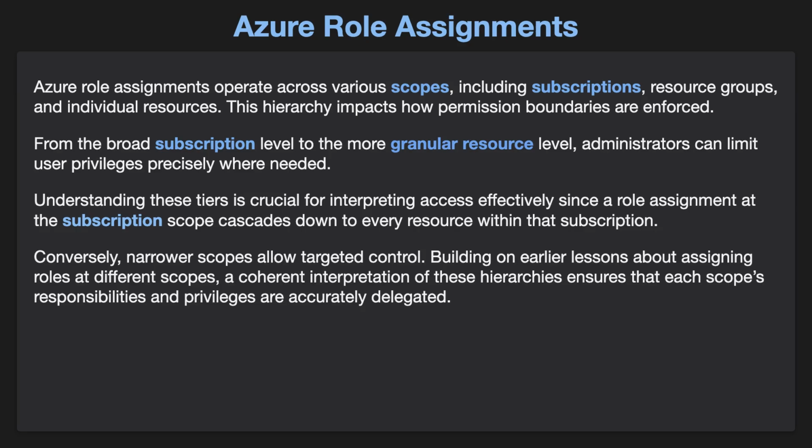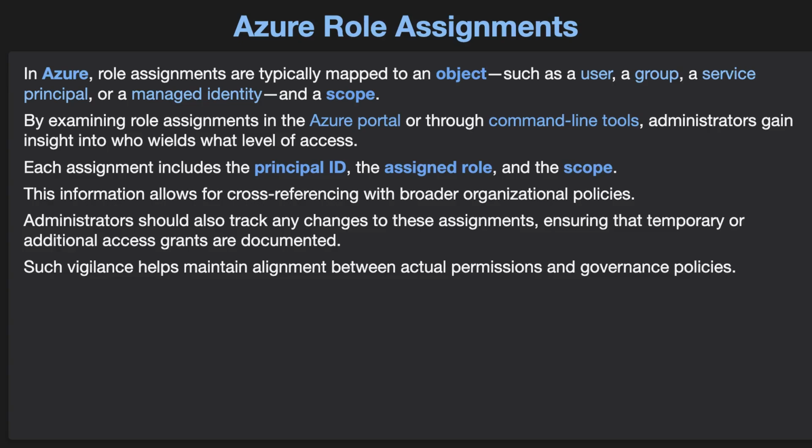Building on earlier lessons about assigning roles at different scopes, a coherent interpretation of these hierarchies ensures that each scope's responsibilities and privileges are accurately delegated. In Azure, role assignments are typically mapped to an object, such as a user, a group, a service principal, or a managed identity, in a scope.